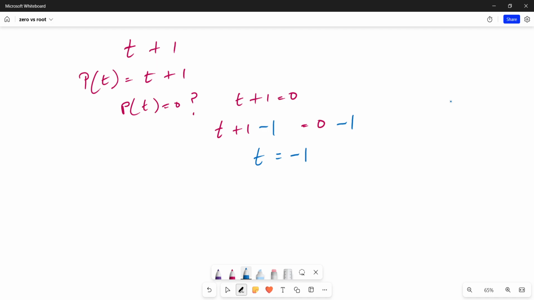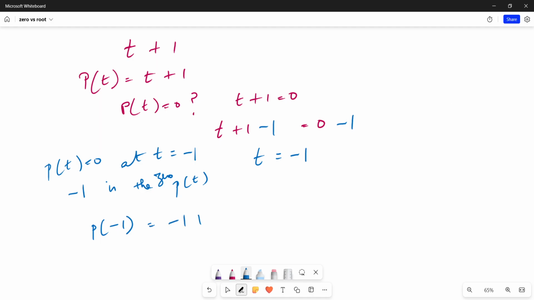So p of t becomes 0 at t is equal to minus 1. This is the algebraic 0 of the polynomial. So at minus 1, we say that minus 1 is the 0 of the polynomial p of t. Maybe you will understand this better if I show you graphically what it means. Algebraically, it only means this: at minus 1, p of t becomes minus 1 plus 1, 0. So minus 1 is the 0 of this polynomial.